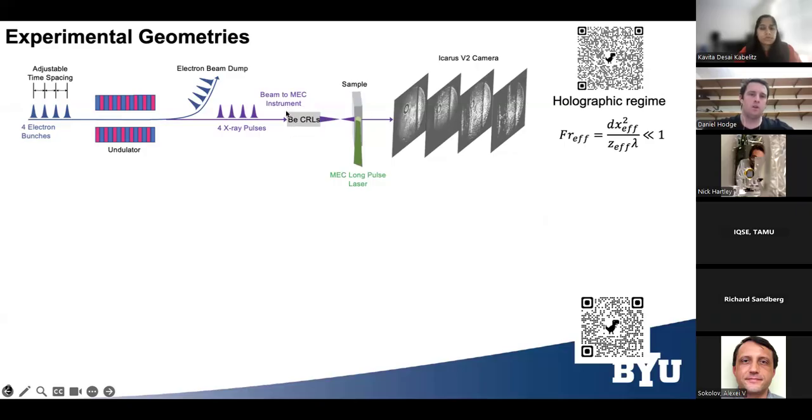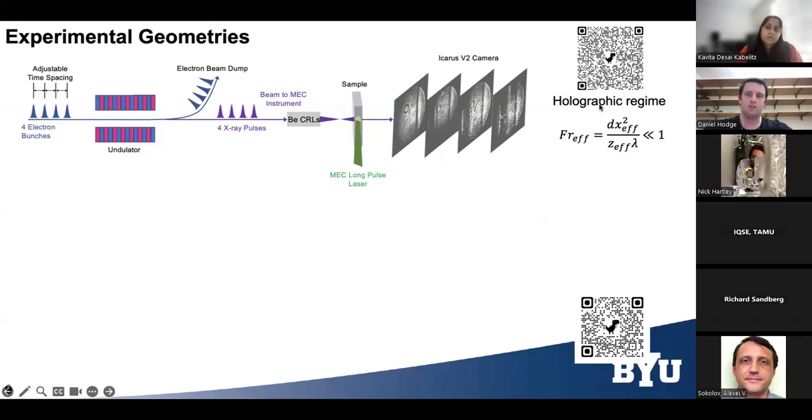And so, yeah, we also have these beryllium compound refractive lenses that are used to focus the X-rays to then have this cone beam on the sample to then magnify the image. And of course, these are the undulator, the magnetic structure as well, for generating the coherent beam.